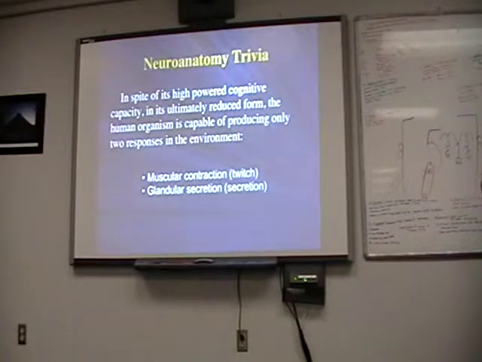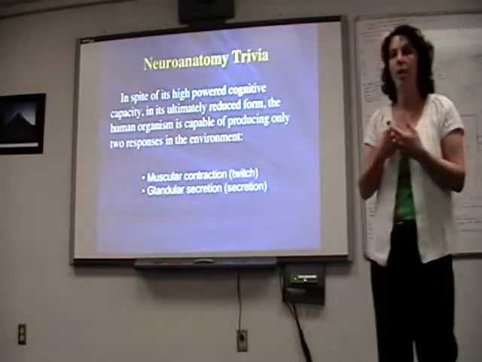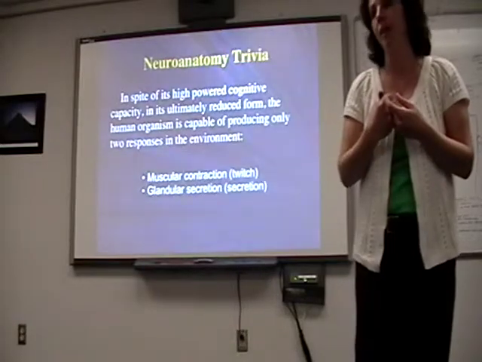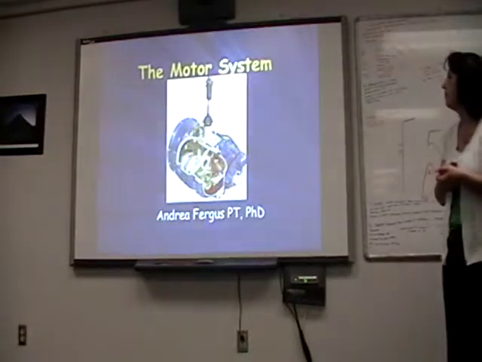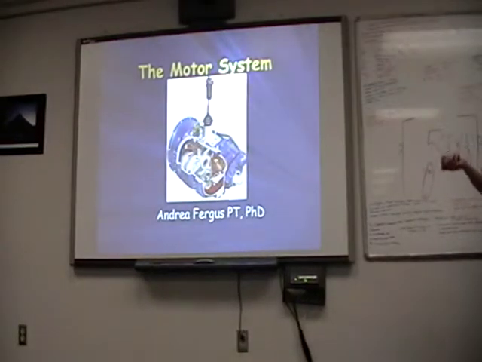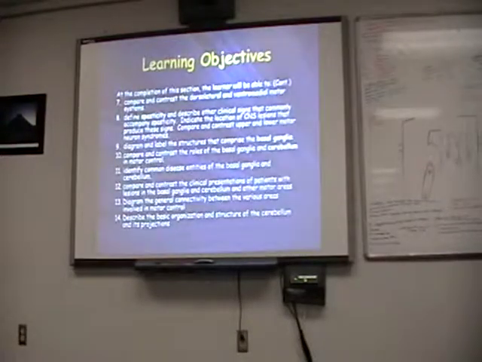But again, we're really only able to do two things with the environment. We can contract our muscles or we can secrete things. And that's about it. So just keep that in mind. And we're not talking about this motor system. We're talking about our motor system. Lots of objectives, so we'll get through that.